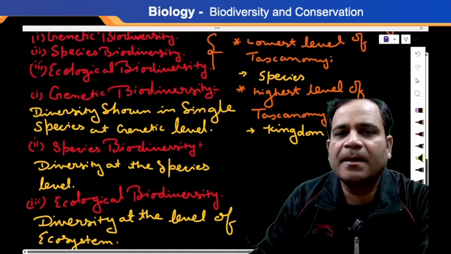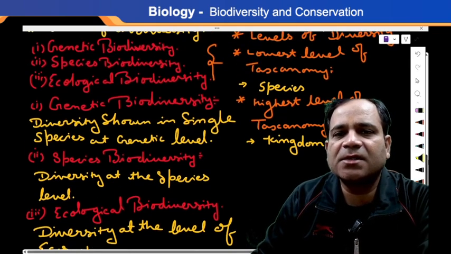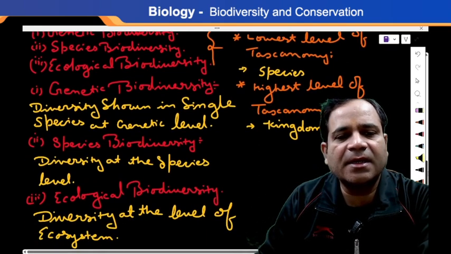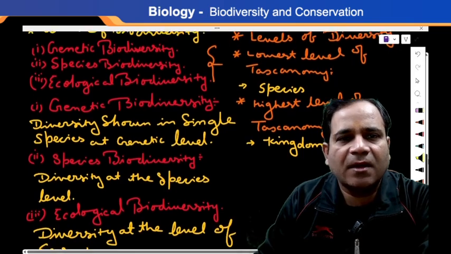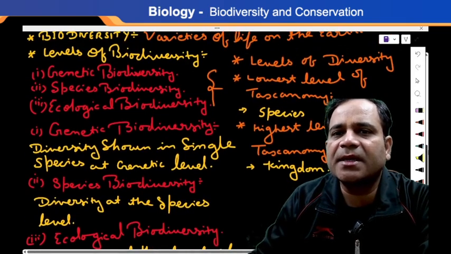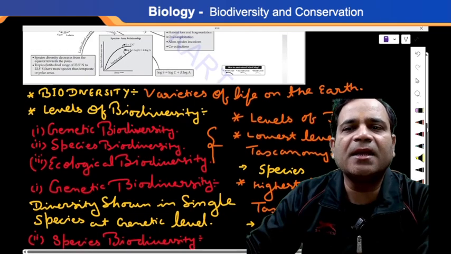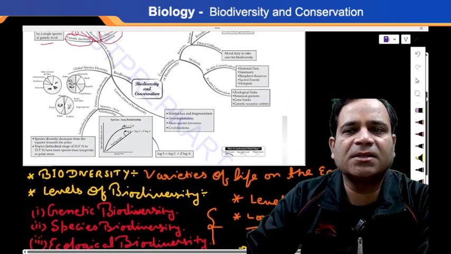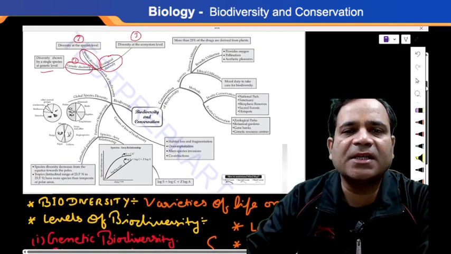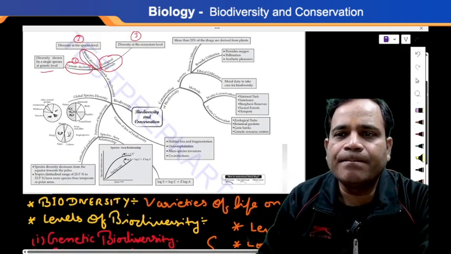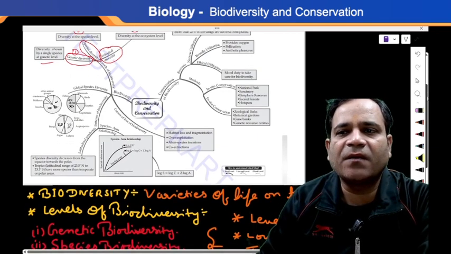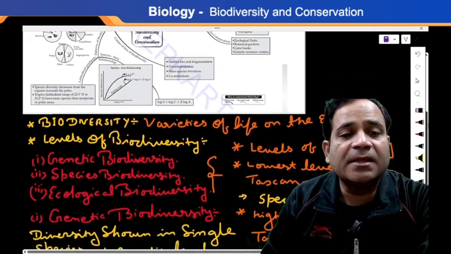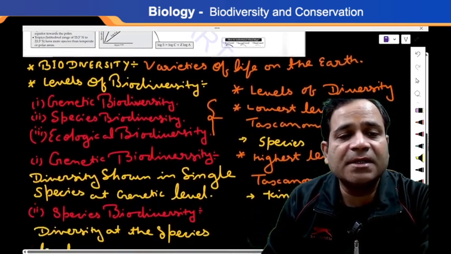See here the two levels. One is the lowest level of taxonomy. If anybody asks you, you say species, and the highest level of taxonomy is the kingdom. And you know that taxonomy is the branch of biology in which we deal with organisms on the basis of characterization, classification, identification, and nomenclature, my dear. This is written in the second chapter of class 11, biological classification, right?